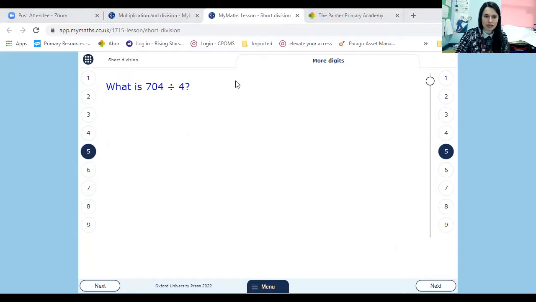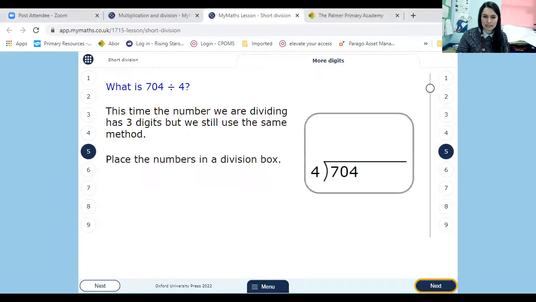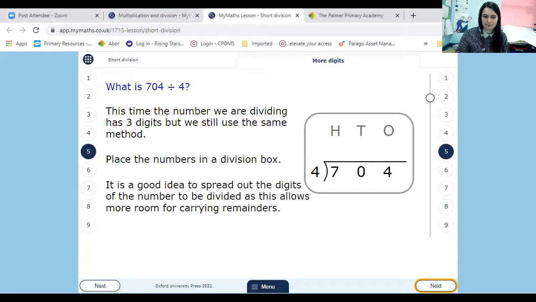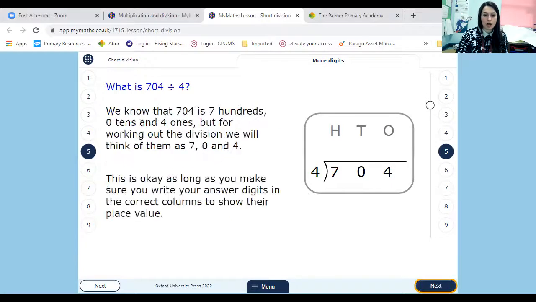Okay, let's try a 3-digit number now. A little bit more challenging. Let's go to 3 digits. It's the same method. So space out your digits if you're doing this on paper. How many groups of 4 go into 7? 4. Oh, that's all I'm going to get. So that's just the 1 group.